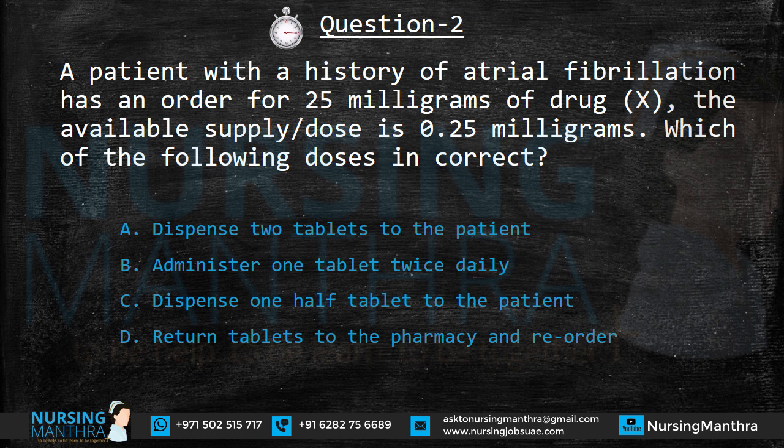A. Dispense 2 tablets to the patient. B. Administer 1 tablet twice daily. C. Dispense 1/2 tablet to the patient. D. Return tablets to the pharmacy and reorder.